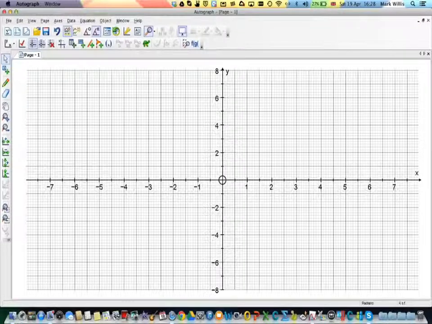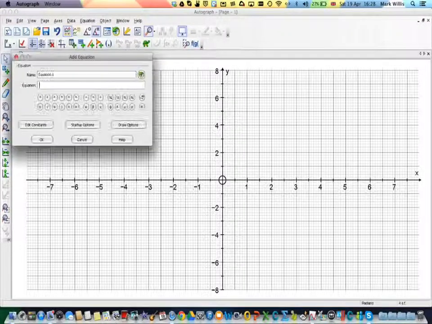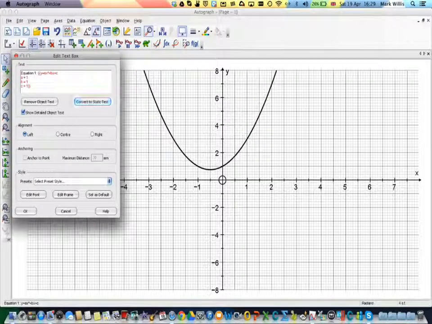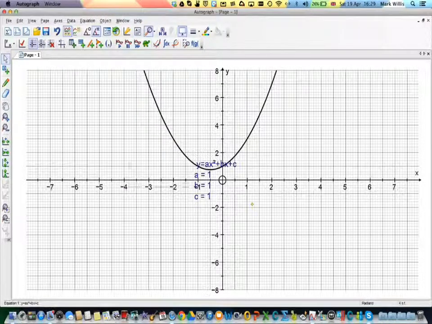Right, we're on Autograph. To enter an equation, we'll go to this one here. And we're just going to put in y is equal to ax squared, plus bx plus c is equal to 0. So it draws a quadratic. Let's highlight that and label it. We can label it using this one here. Get rid of the bit that says equation 1, and we'll move the thing to here.